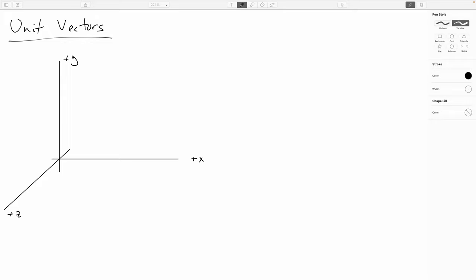Last video we saw how to represent and do math with vectors graphically, and now we're going to segue over to how to do it with components. And the bridge between these two is our special vectors known as unit vectors. Now, a unit vector is literally that, a vector of length 1.